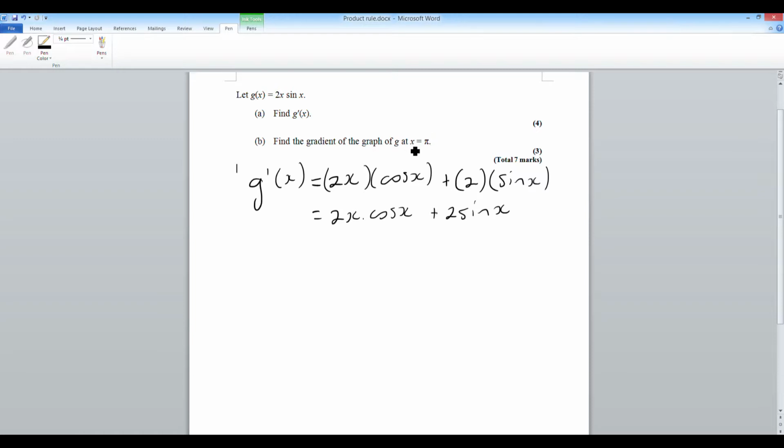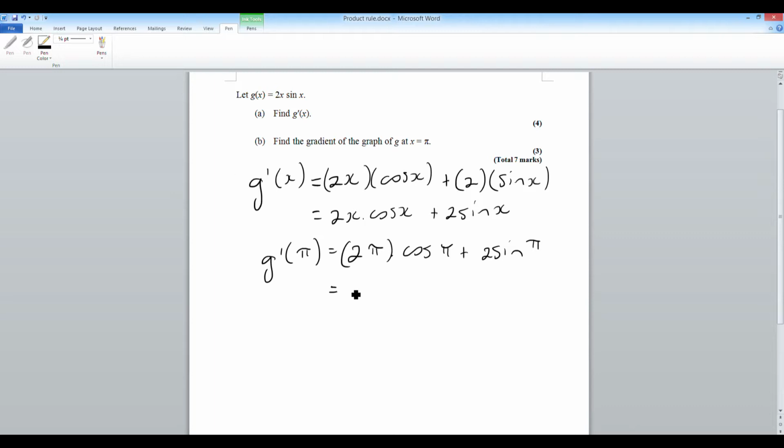In other words, they tell us where x is equal to pi. So I'm going to substitute this in here. So I'm going to say the derivative, but instead of x, I want to find it at pi. So this will become 2 pi, so this pi is in the place of x, multiplied with cosine of pi plus 2 of sine at pi.